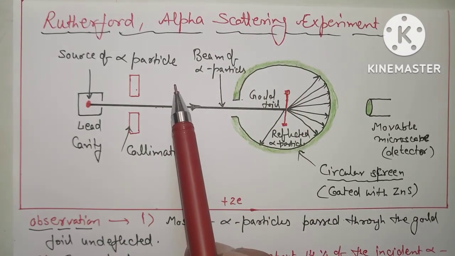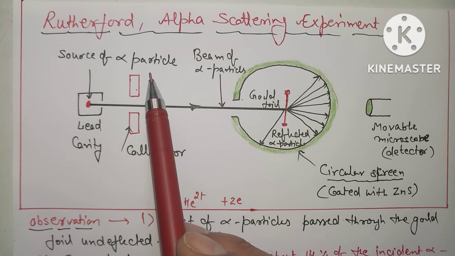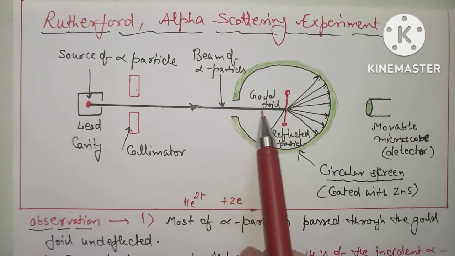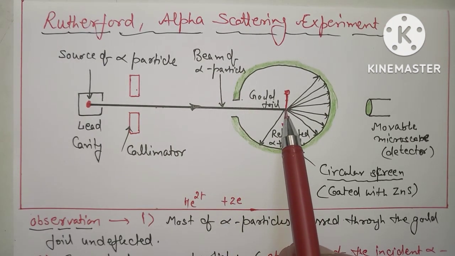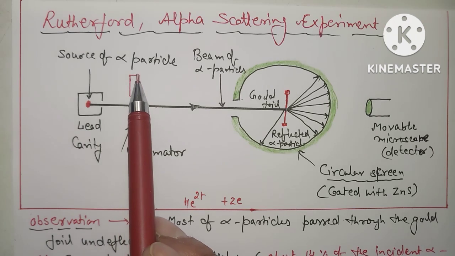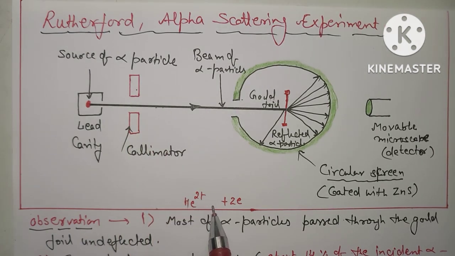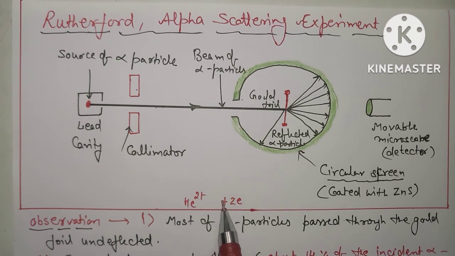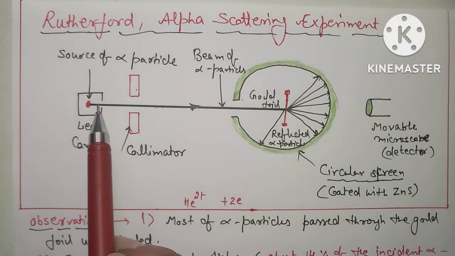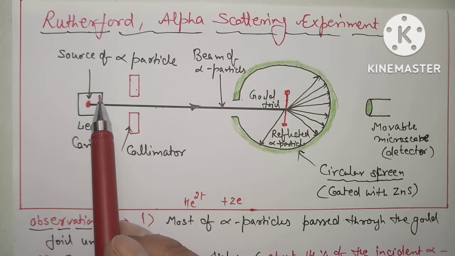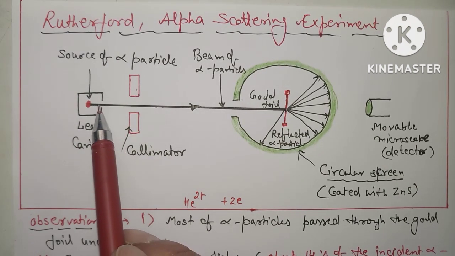Rutherford alpha scattering experiment. Rutherford and his co-worker performed several experiments on the scattering of alpha particles by the atoms of thin gold foil. They take a source of alpha particles. An alpha particle is a helium atom, He2+, from which two electrons have been removed. Then the charge on the alpha particle is +2e and the mass of the alpha particle is nearly 4 times the mass of a proton.